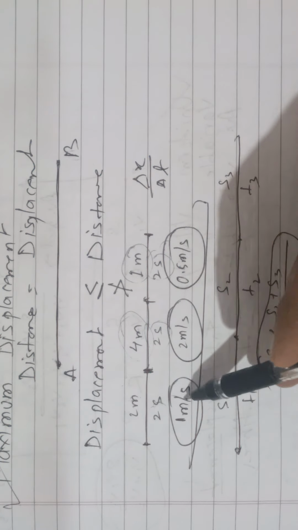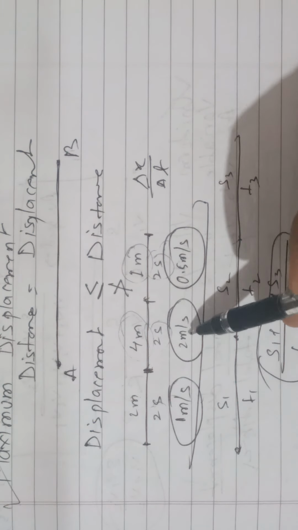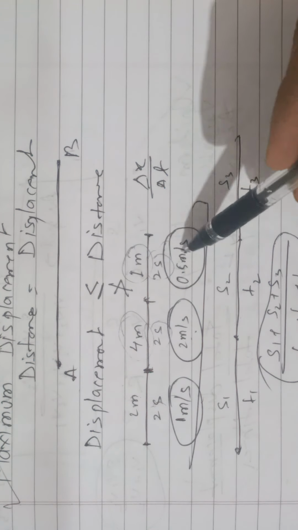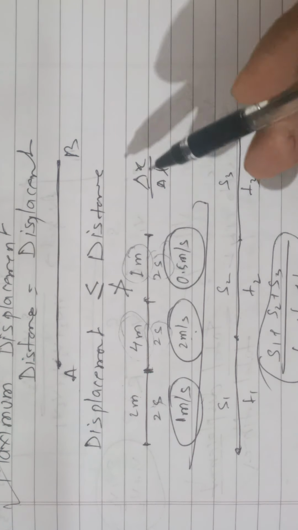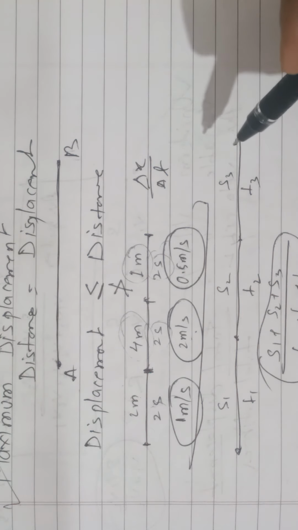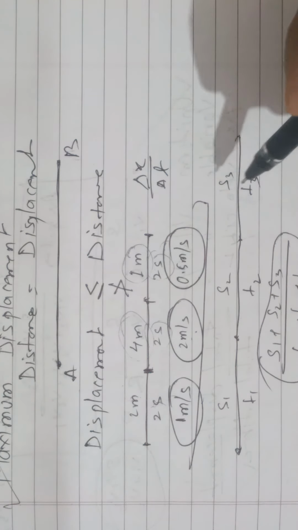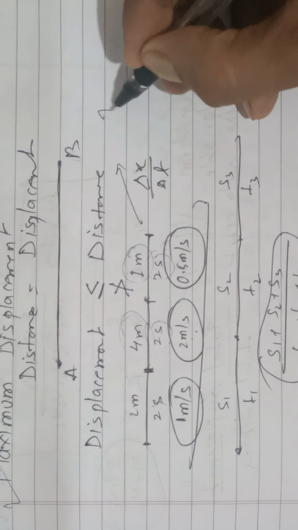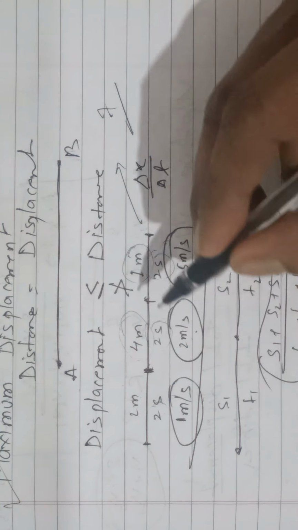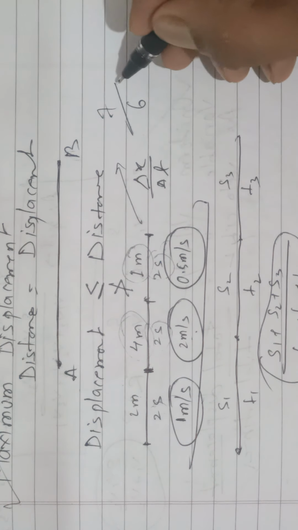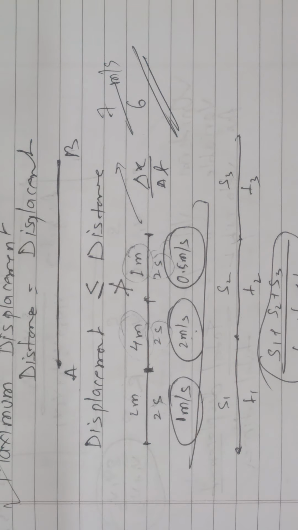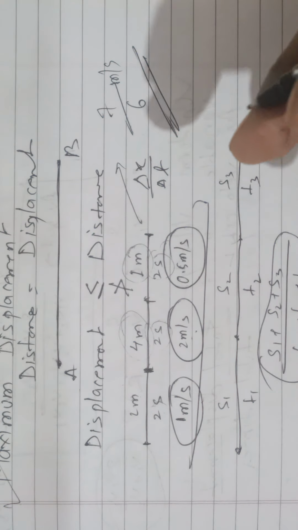Here the speed is 2 by 2, that is 1 meter per second. Here the speed is 4 by 2, that is 2 meter per second. And here the speed is 1 by 2, that is 0.5 meter per second. Now if you are asked to find the average speed, what will we do? Total distance, that is 4 plus 2 plus 1, by total time taken, that is 2 plus 2 plus 2, 6. So it will be 7 by 6 meter per second. This is the total average speed here.